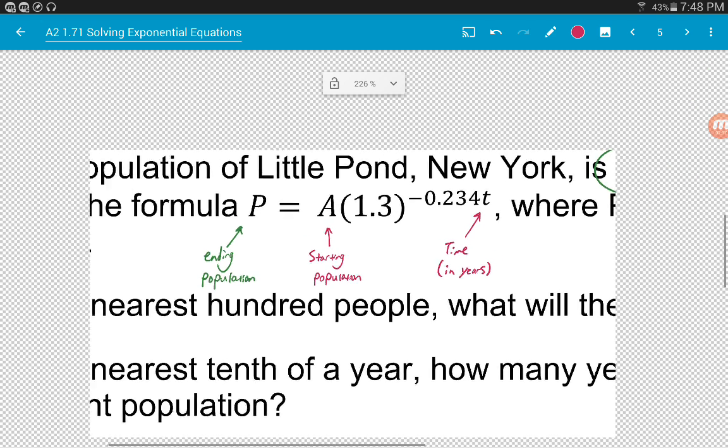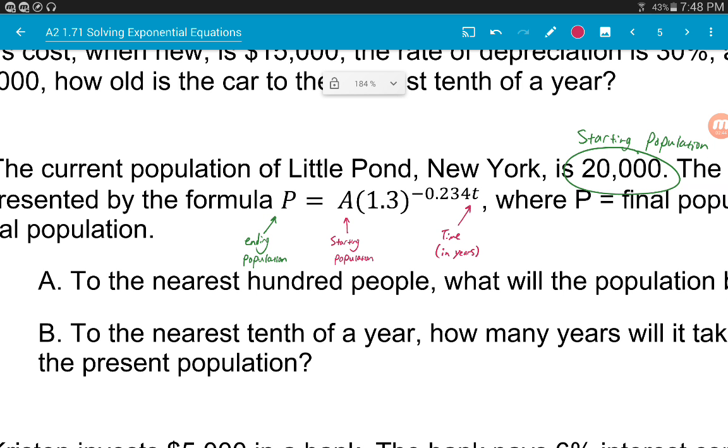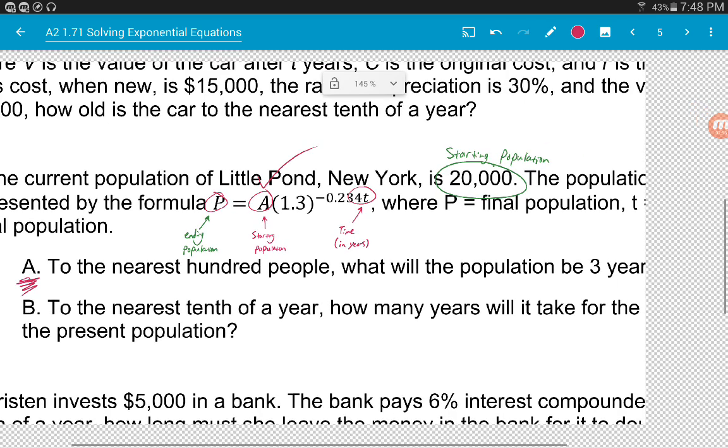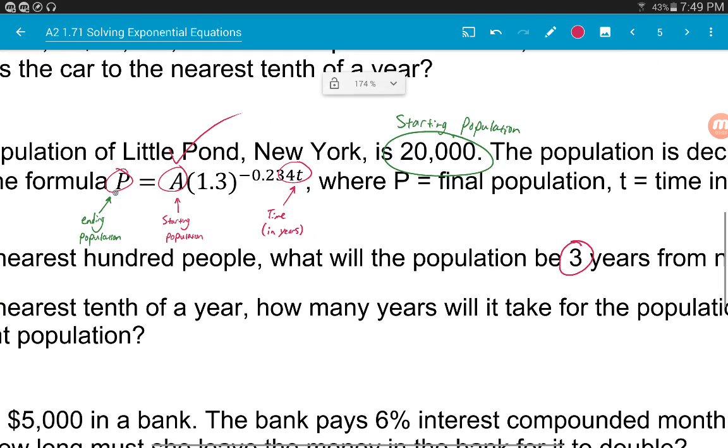So here's what we have. 20,000 is my starting population. That is the case. They gave me that. Now I have three variables. I've got P, I've got A, and I've got T. Well, we already know what A is. For question part A, they say to the nearest 100 people, what will the population be 3 years from now? So they give me this bit of info. Is 3 going to be the ending population, or is it going to be the time in years? I think that's pretty obvious. They're telling me that T is 3.